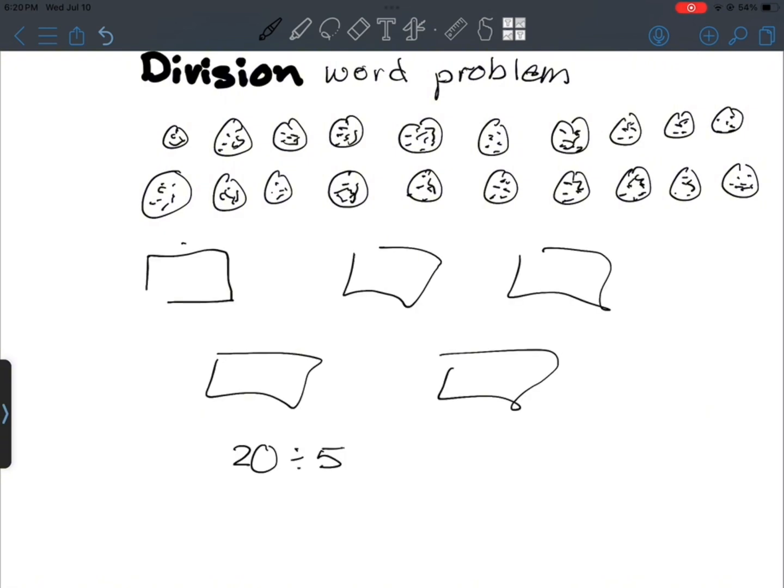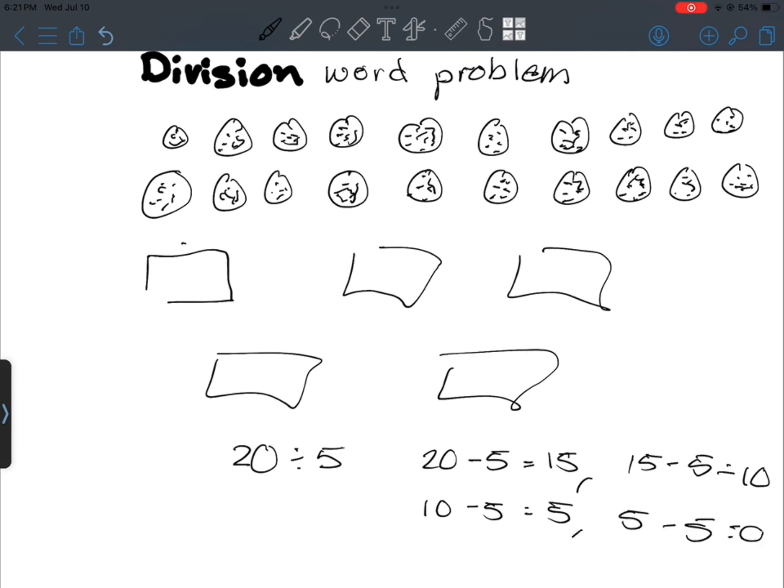Okay, so I'm going to use the method of repeated subtraction to solve this question. So 20 minus 5 equals 15. 15 minus 5 equals 10. 10 minus 5 equals 5. And 5 minus 5 equals 0.